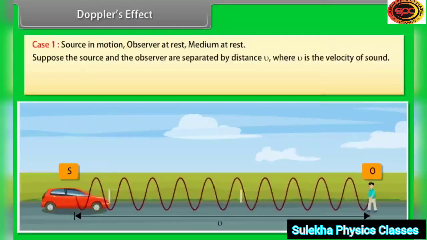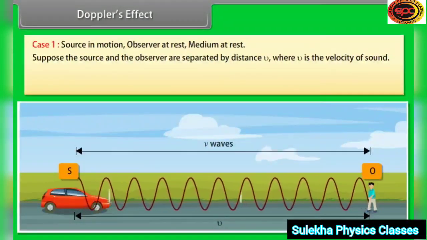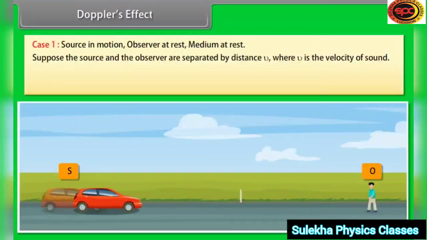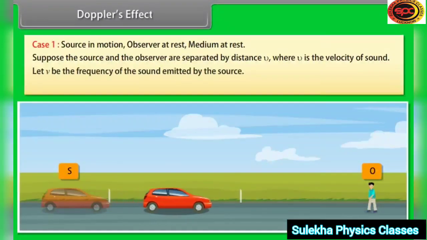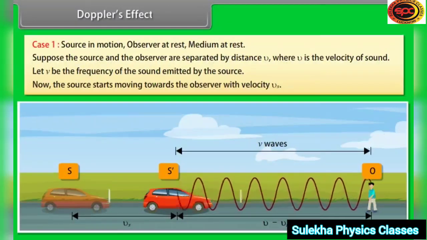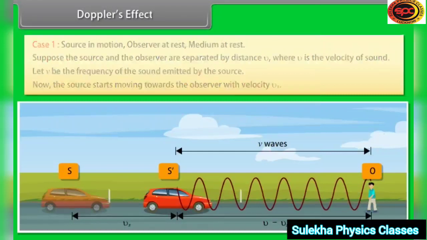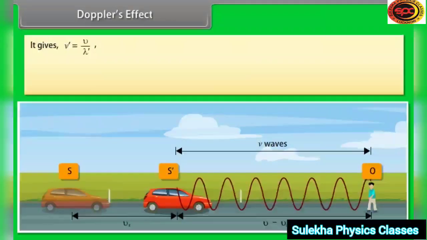Suppose the source and the observer are separated by distance v, where v is the velocity of sound. Let nu be the frequency of sound emitted by the source. Now, the source starts moving towards the observer with velocity vs, it gives nu dash is equal to v upon lambda dash. On calculating, we get nu dash is equal to v upon v minus vs multiplied by nu.